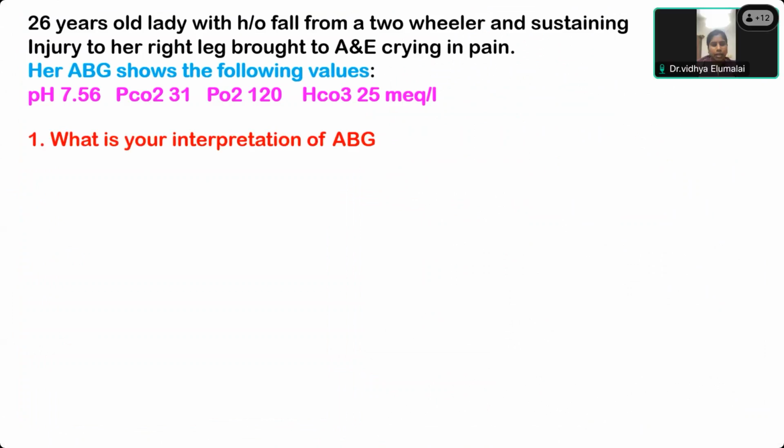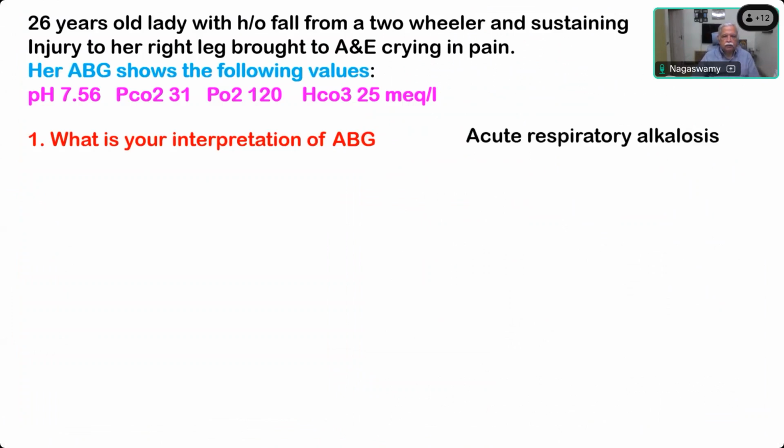Sir, hyperventilation because of pain, respiratory alkalosis. Acute respiratory alkalosis, that is the answer. What is your interpretation, Naga? You don't have to explain the cause of all these things. You have to say whether it is acute or chronic, whether it is respiratory acidosis or alkalosis, and whether it is respiratory or metabolic. These are the three things that you mention in your interpretation answer. So this is an acute respiratory alkalosis.